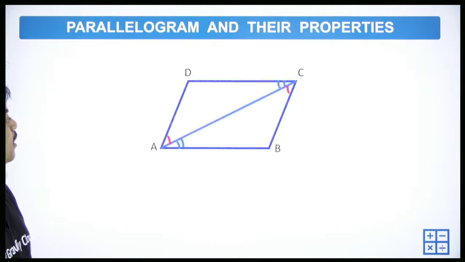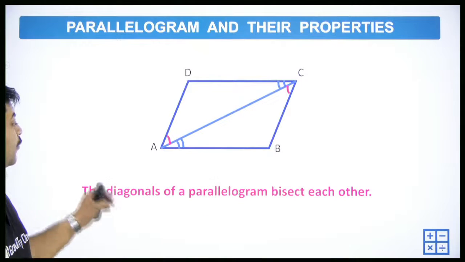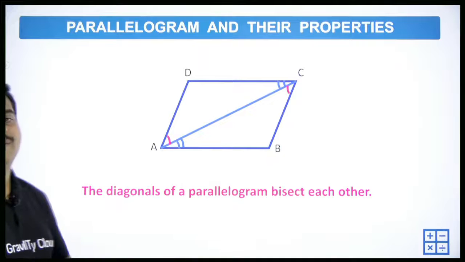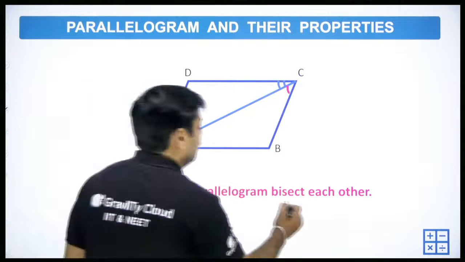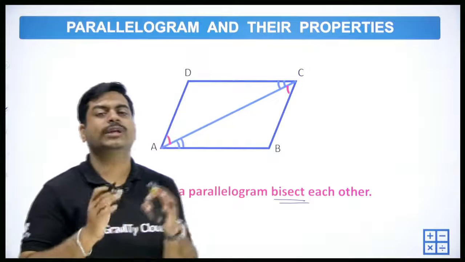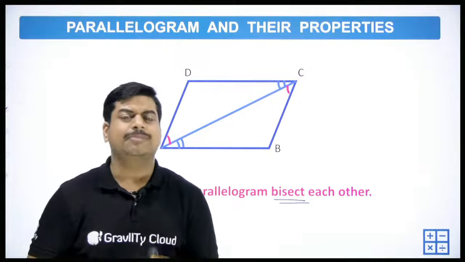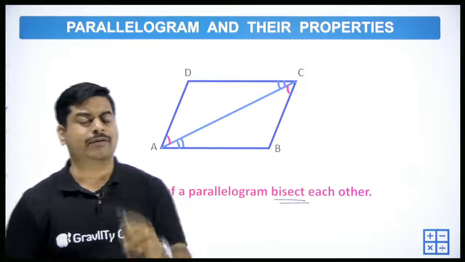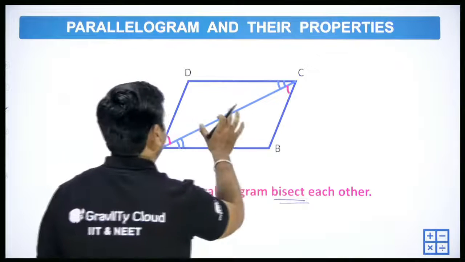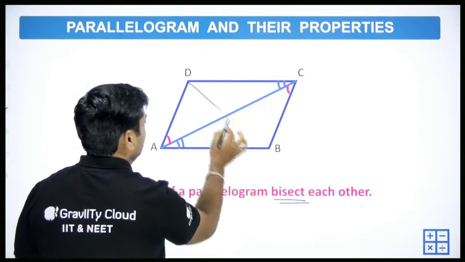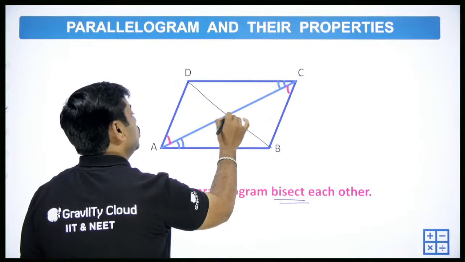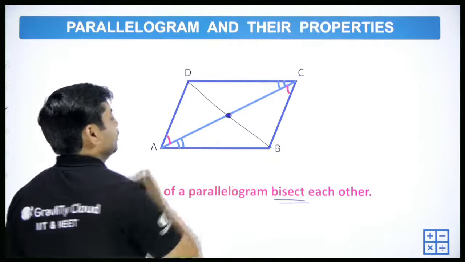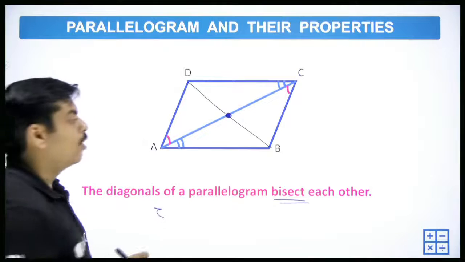Next one. The diagonals of a parallelogram bisect each other. It's a very beautiful concept. Diagonals bisecting each other. What do you mean by bisect? Bisect means breaking into two equal parts. Okay. So this is one diagonal and this is another diagonal. So these two diagonals bisect each other. That means both the diagonals' midpoint is the same.